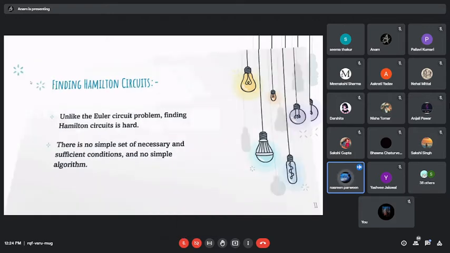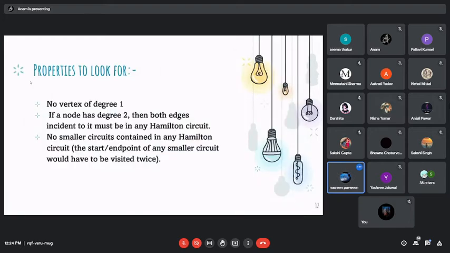Now, properties to look for. However, also certain properties can be used to show that a graph has no Hamilton circuit. For instance, a graph with a vertex of degree 1 cannot have a Hamilton circuit, because in a Hamilton circuit, each vertex is incident with two edges in the circuit. Moreover, if a vertex in the graph has degree 2, then both edges that are incident with this vertex must be part of any Hamilton circuit.